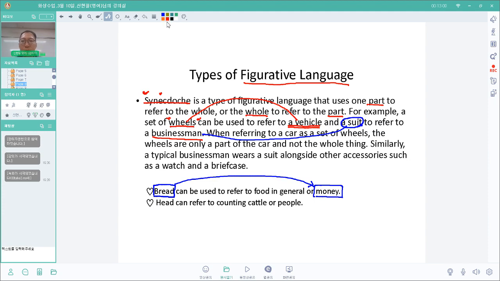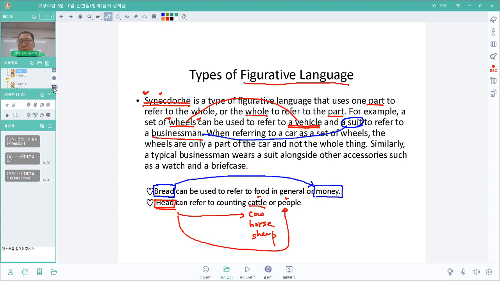Another example is head. When you want to talk about the number of cattle, animals like cow or horse or sheep, or when you want to talk about the number of people, instead of saying, I'm counting the number of people, or I'm counting the number of cow, you can say, I'm counting the number of head. Okay? Head can represent the cow, or head can represent the people. So this is a technique of Synecdoche. Little part representing the whole, or the whole representing little part. Synecdoche. Most used in CSAT passage.